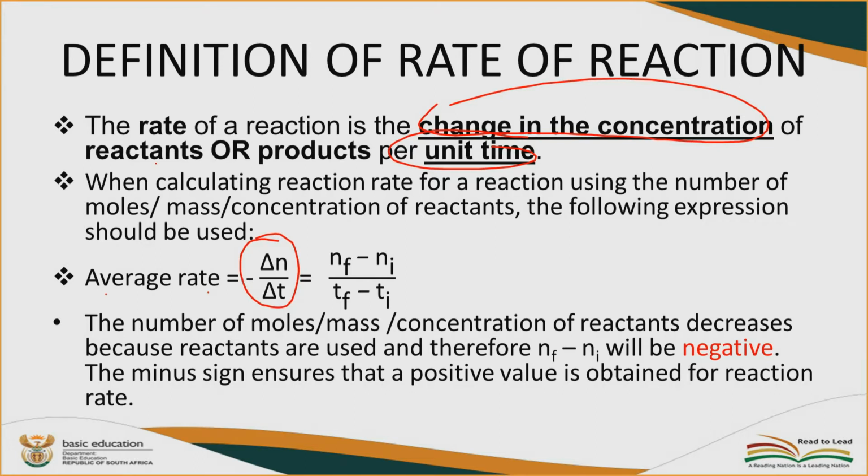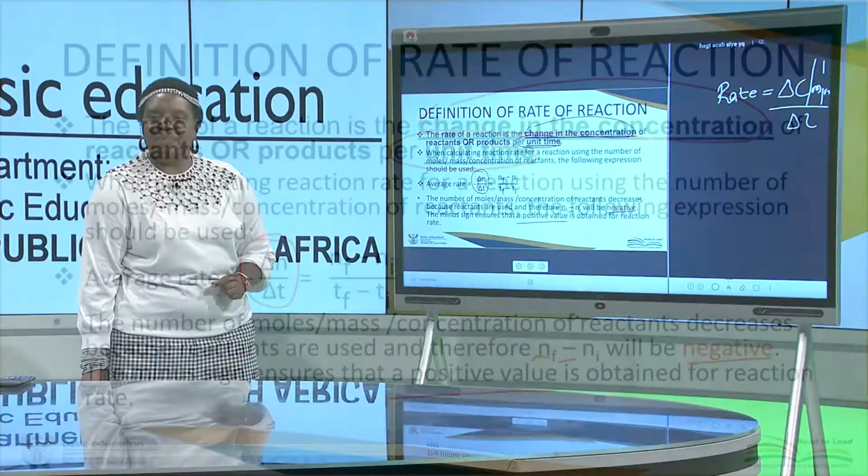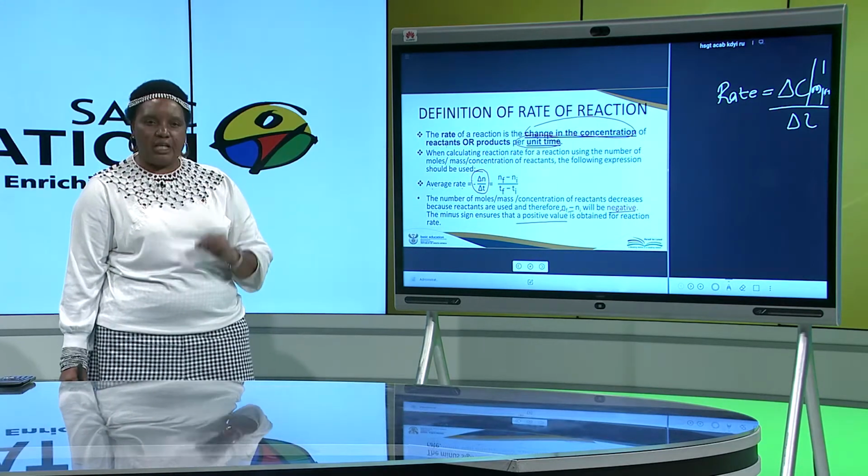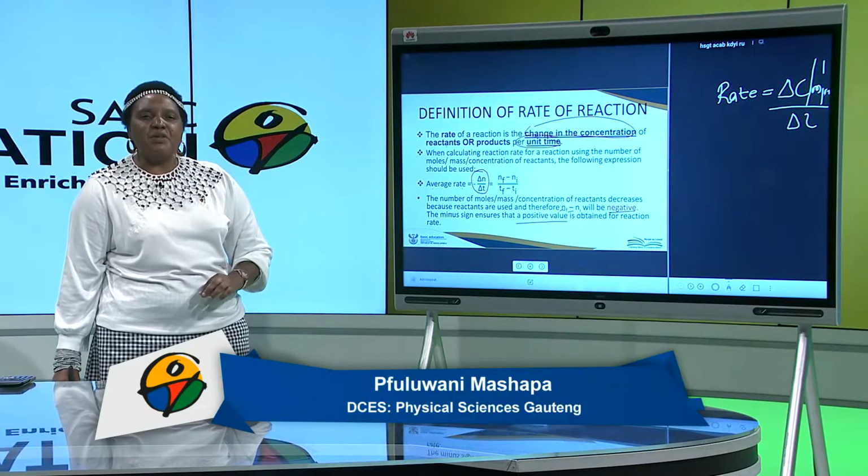Why? Because during the course of the reaction, the concentration of the reactants decreases while it is being converted to the product. So when you are moving mathematically, your final will be greater than your initial. And when you subtract, you are going to get a negative value. So this negative in the formula is going to counteract the answer, and your answer will be a positive value. So grade 12, remember, whenever you are going to calculate the rate of reaction, your answer must always be a positive value.